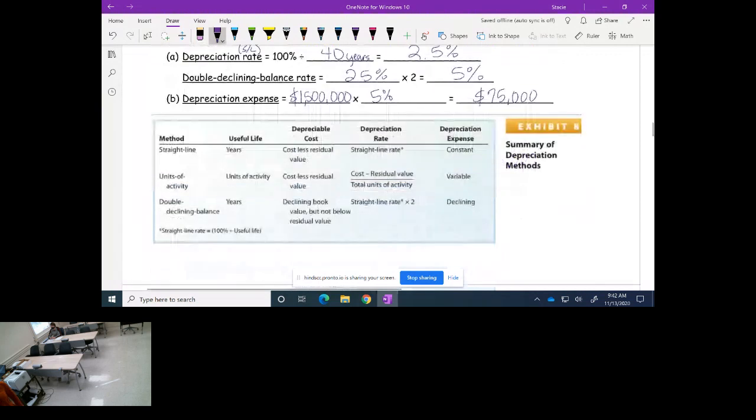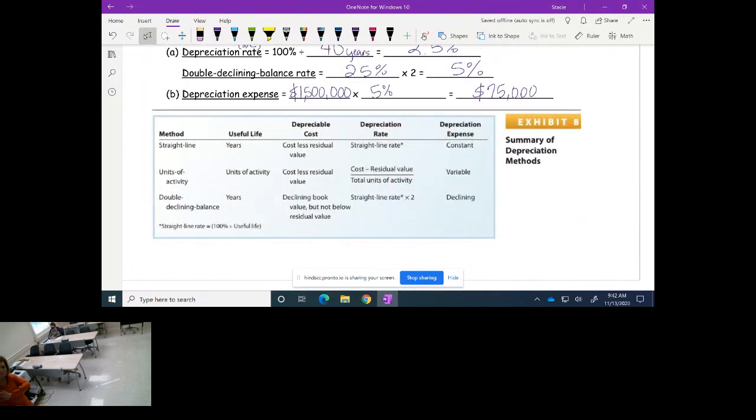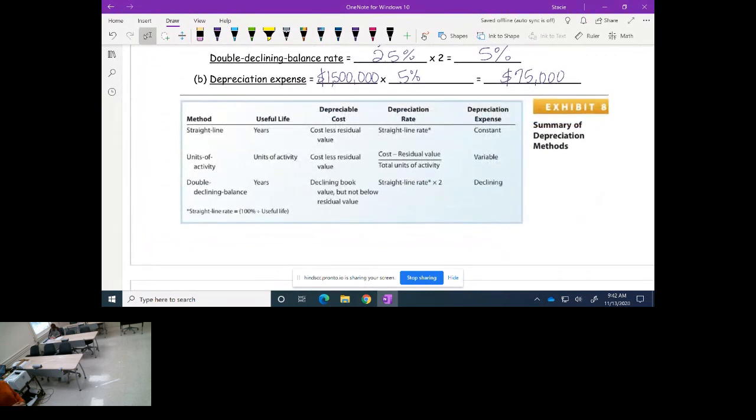All right, so here's just a little summary out of your book of these methods. On the straight line method, your useful life is going to be years. The cost that you're going to use to calculate depreciation is your cost minus your residual value. Your rate is a straight line rate, and your depreciation expense is constant. That means it's going to be the same amount every year.